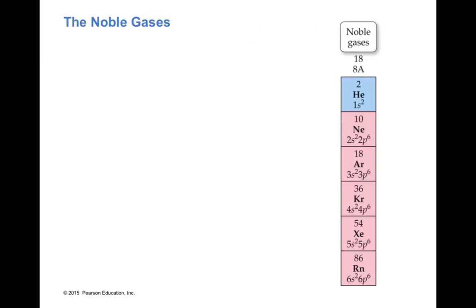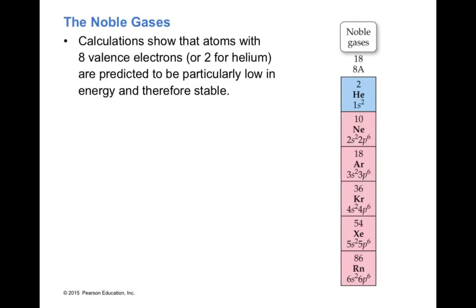So here we have the noble gases. Calculations show that atoms with 8 valence electrons are predicted to be particularly low in energy and therefore stable. This is a rule known as the octet rule. Okay, the octet rule, because they have 8 electrons. They have filled the subshells of each of the shells.